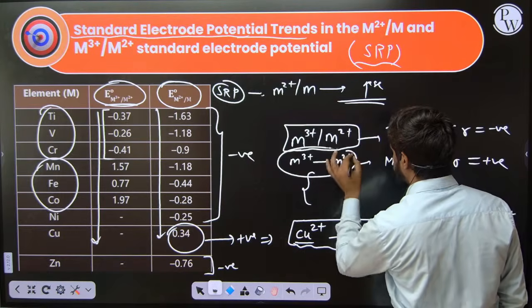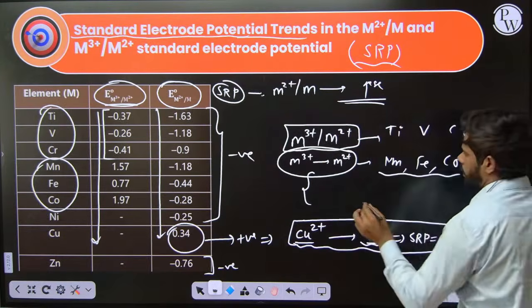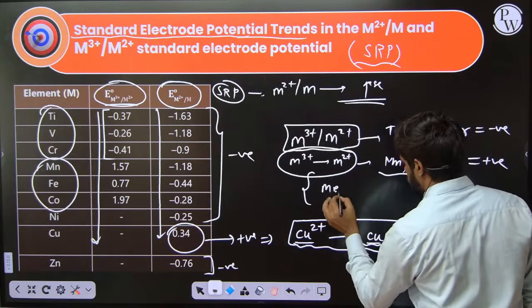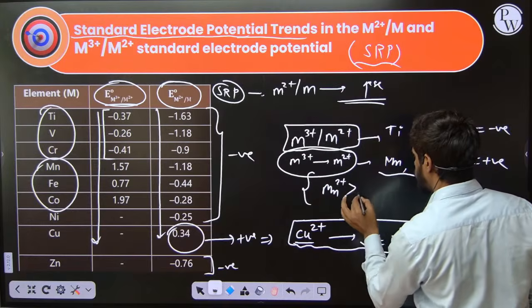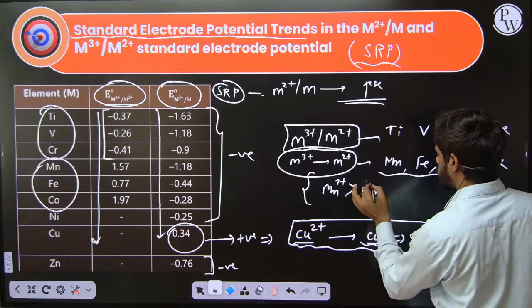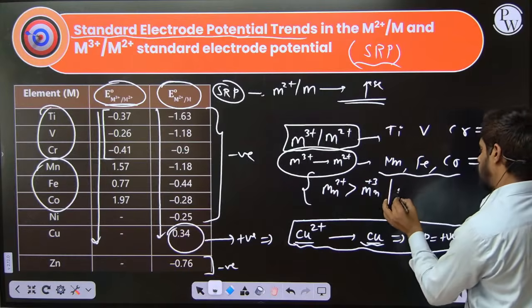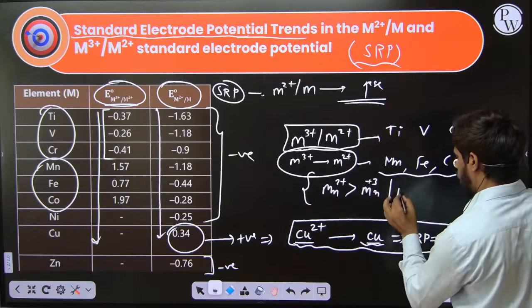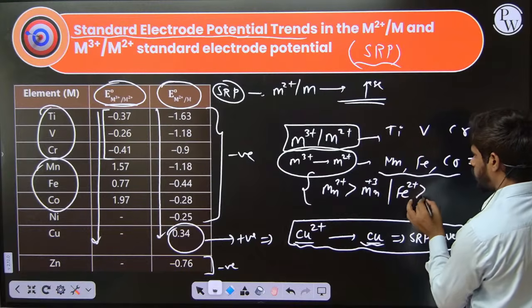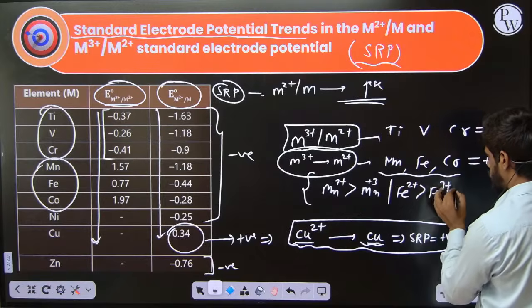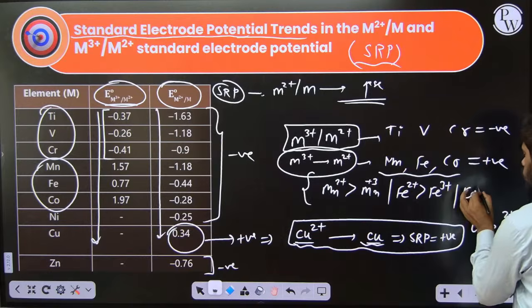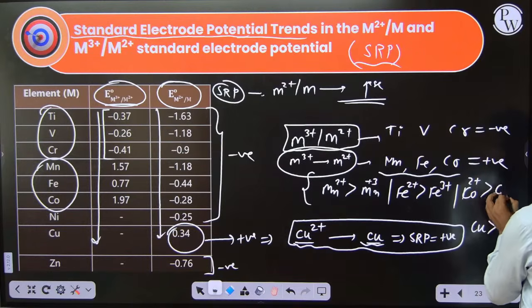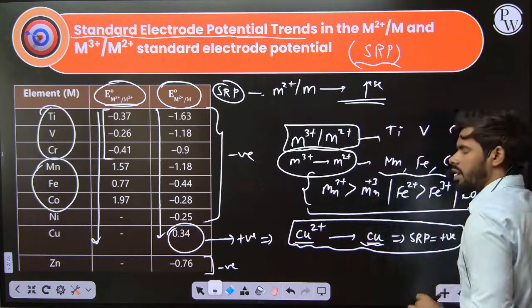In this case, we can say Mn2 plus is more stable than Mn3 plus. Fe2 plus is more stable than Fe3 plus. And Co2 plus is more stable than Co3 plus. So these are the important points we can conclude from the SRP value.